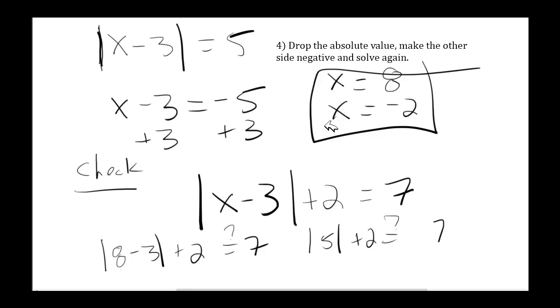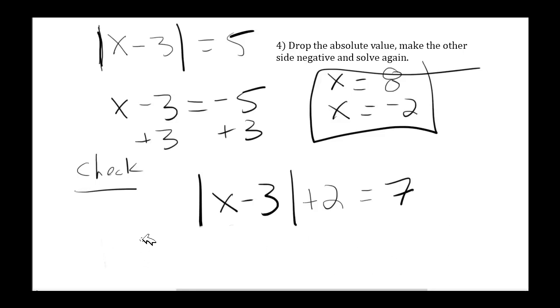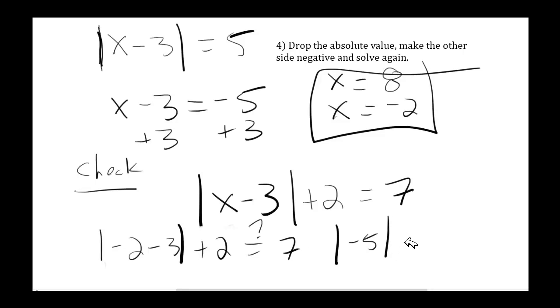Wondering if that's going to equal 7. And sure enough, absolute value of 5 is 5, and 5 plus 2 is 7, and it works. Okay, let's check the other answer. So I'm going to do absolute value of minus 2 minus 3 plus 2. Wondering if that's going to be 7. This is absolute value of minus 5 plus 2. Absolute value of minus 5 is 5. Plus 2 is 7. It works. Both answers work out. Remember, you always have to isolate it first.